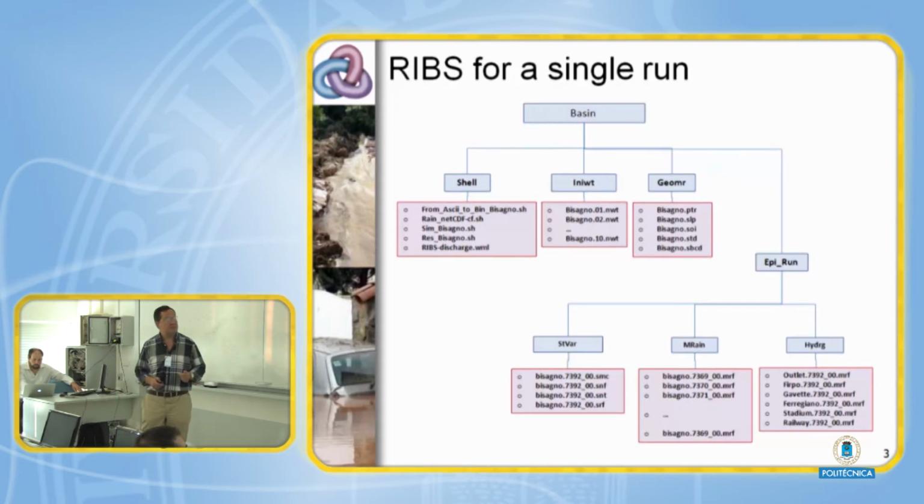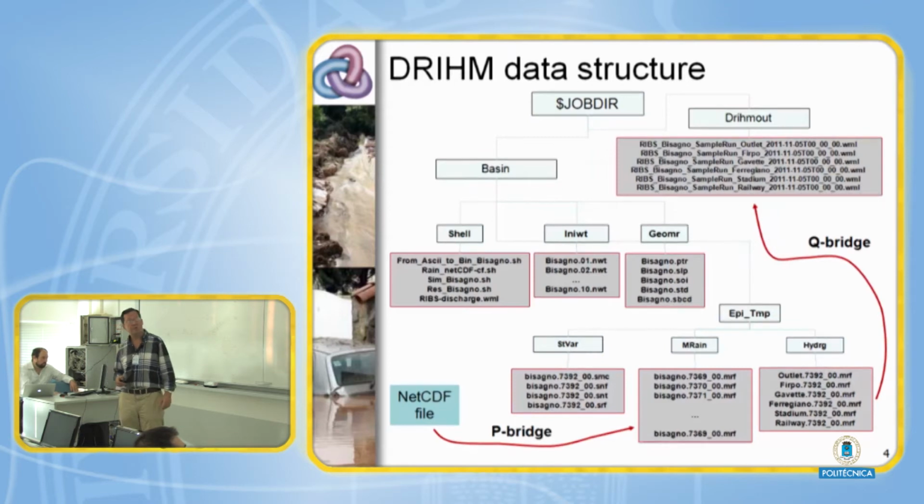This is relatively easy to do because you have to select the shell scripts, the set of initial water tables that might be required for one run, the geomorphologic configuration files, and then the files that you get for one single run, for just one episode. Now, what we do with that is we package it so that it can be run within DRIHM.